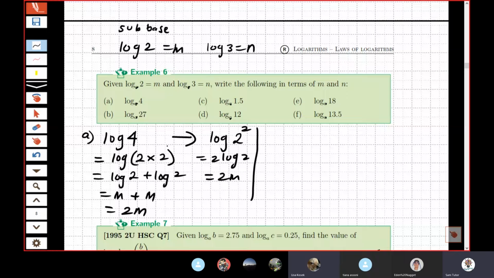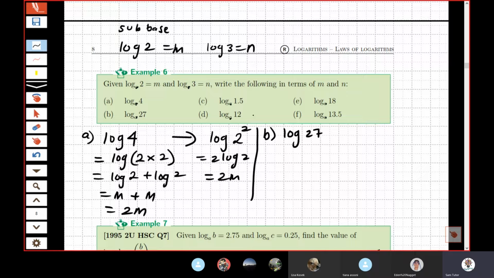So you guys can see 2 different methods. It doesn't really matter what you do, but the idea is log 2 and log 3 are hidden in these numbers, and you've just got to get them out one way or another. Any questions before we move on? All right, let's have a look at B then. Log 27. Who wants to try that?